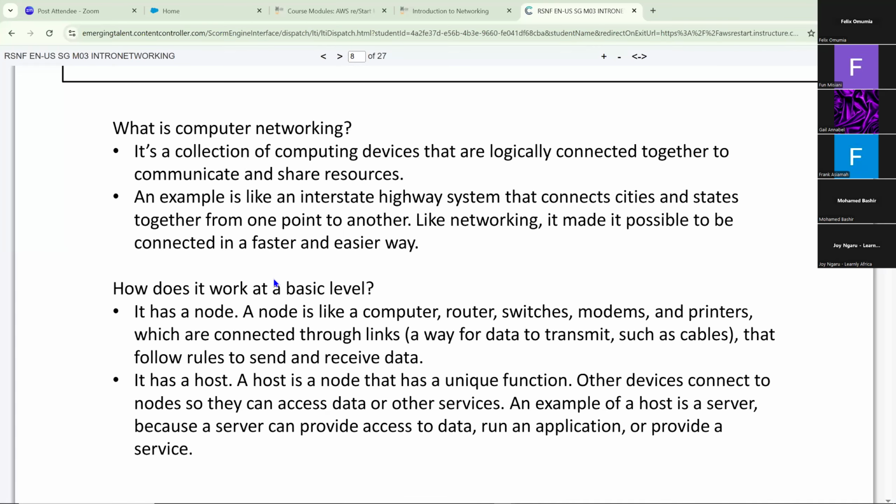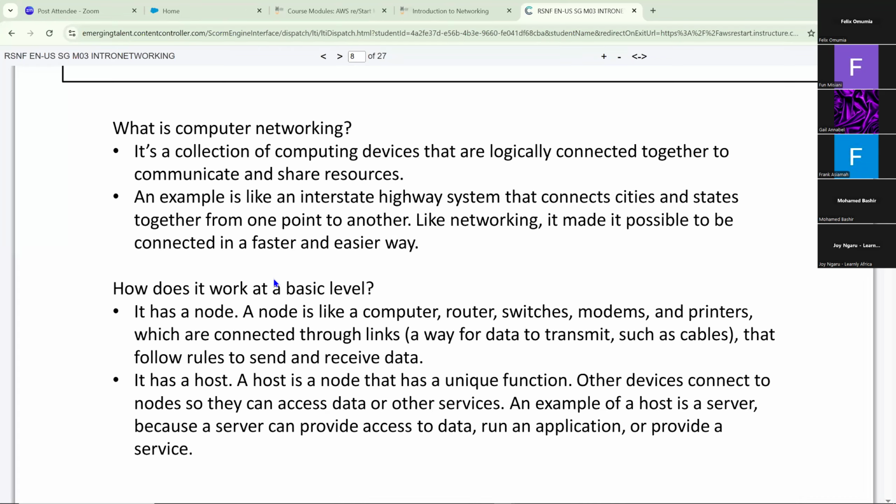What is computer networking? This is a collection of computing devices that are logically connected together to communicate and share resources. An example is like an interstate highway system that connects cities and states together from one point to another. Like networking, it made it possible to be connected in a faster and easier way. Imagine if we did not have these highways, how would we be traveling? You get? So how does it work at a basic level?